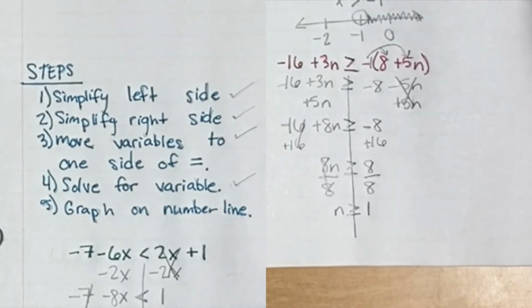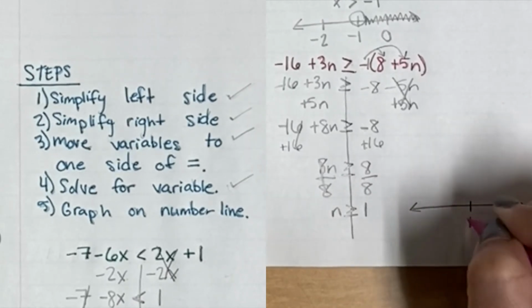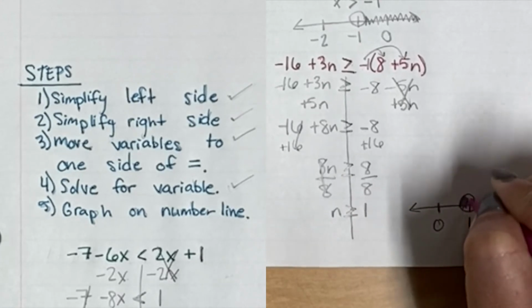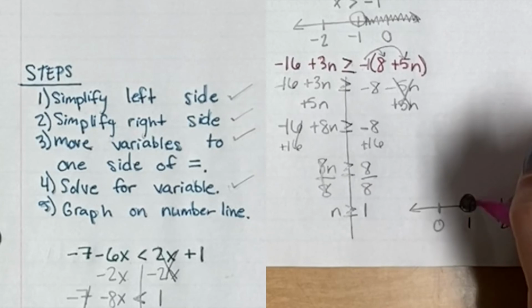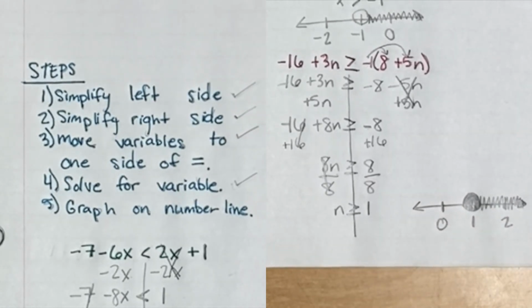I have one step left, which is to graph my number line. So I'm going to put one in the middle, one less on the left, one more on the right. I'm going to fill this circle in because it is equal to 1, but n is also greater. So I'm going to shade in the direction of the greater value.